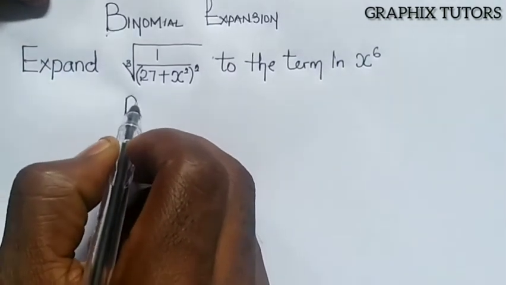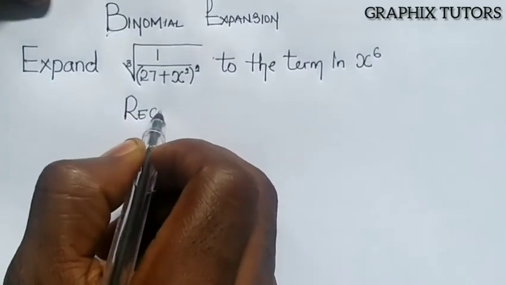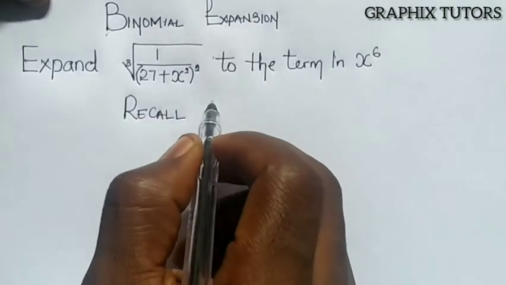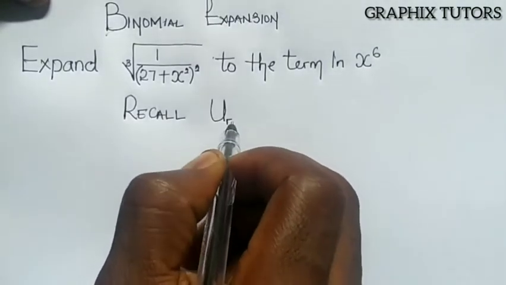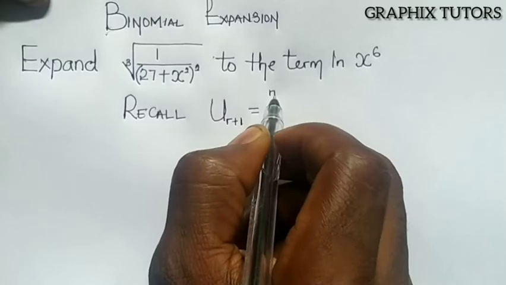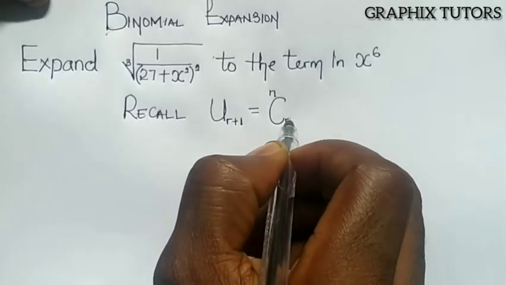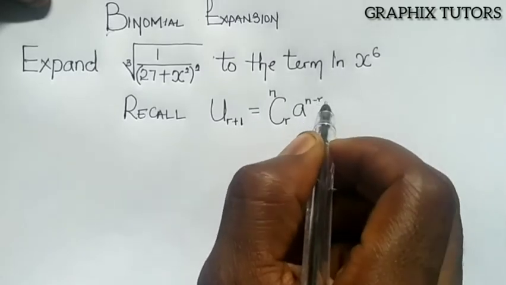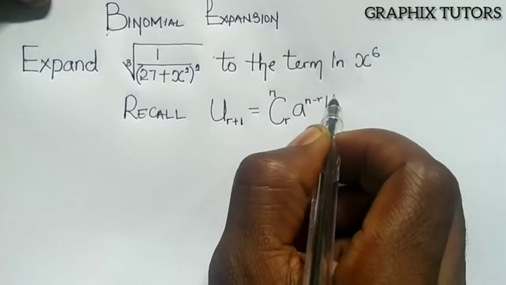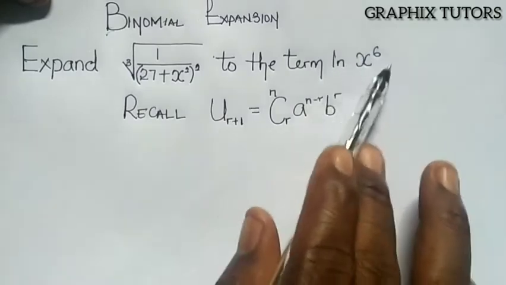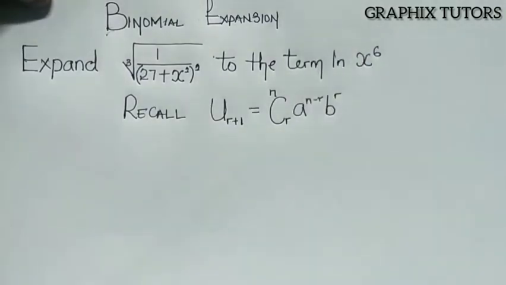It says recall, we have U_(r+1) equals n combination r, a^(n-r), b^r. So this is the formula you use for things like that. That means you are told to look for terms in x or coefficients and so on. Now let's start. Now this is the question here.